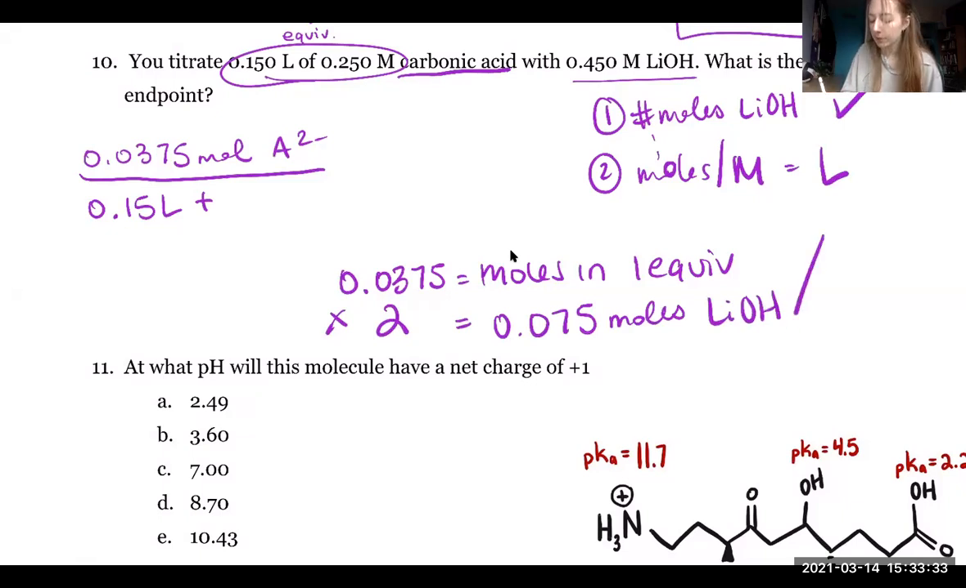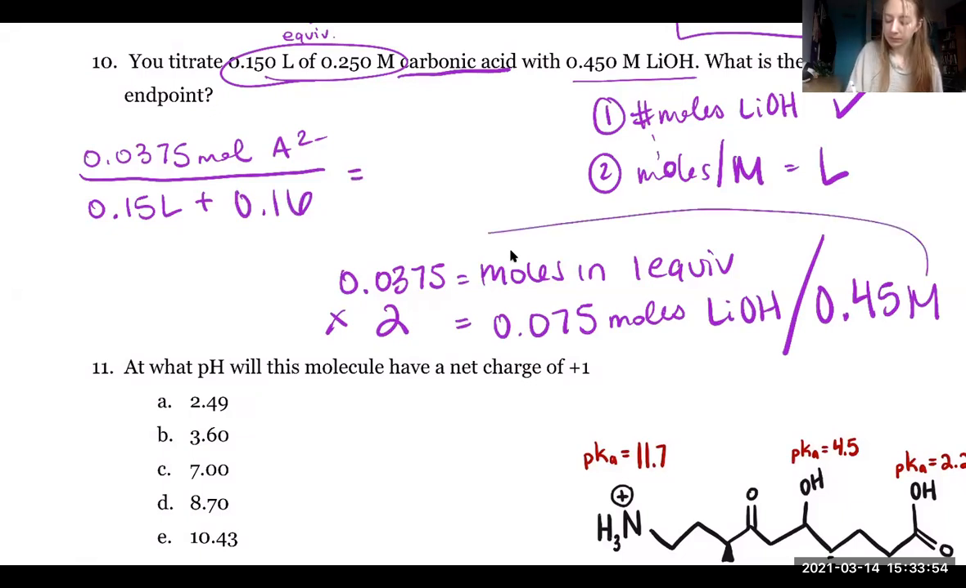Okay, so check, we know how many moles we need. All we need to do at this point is divide by the molarity, which is 0.45. This will give us our volume added because of the base. Okay, so I added that right over here. And we're going to finally find out what our concentration is of the conjugate base at the very end. So that should be 0.118 molar.